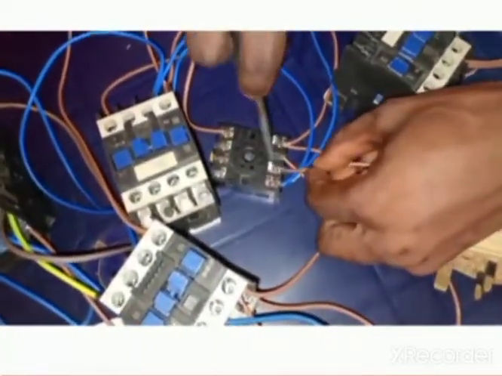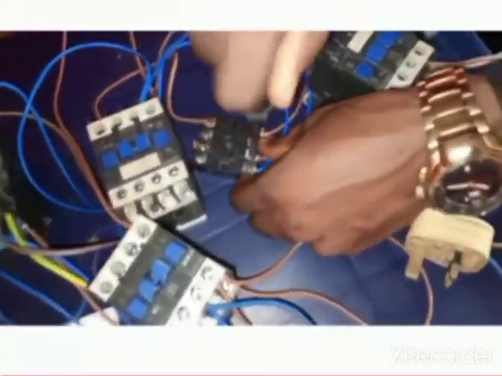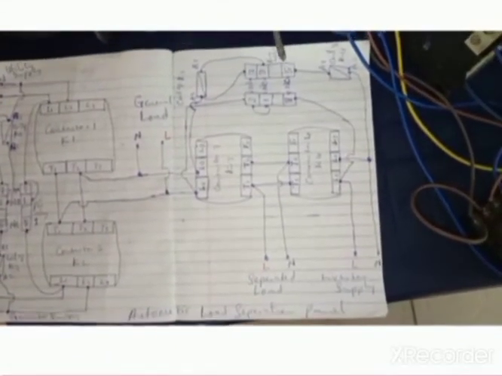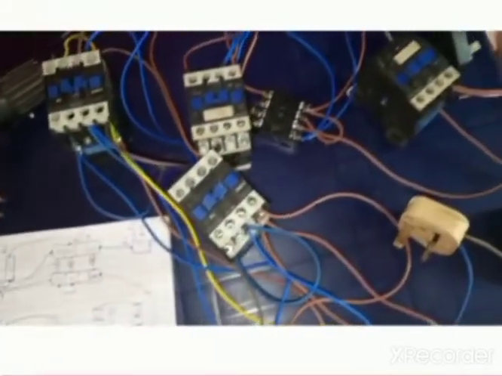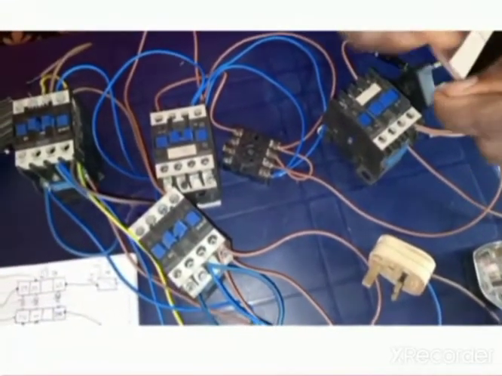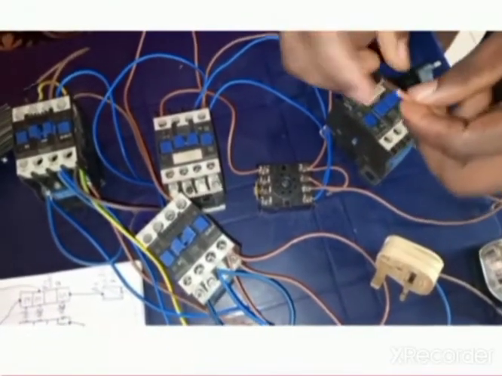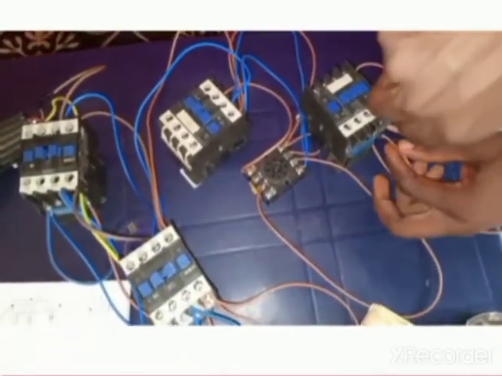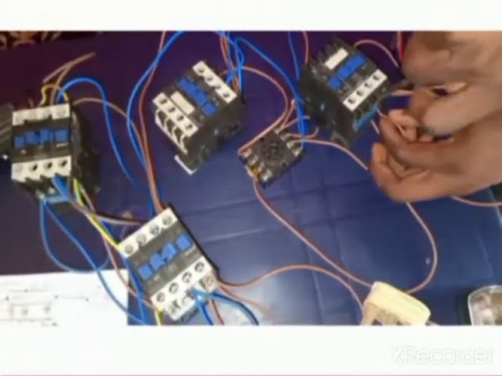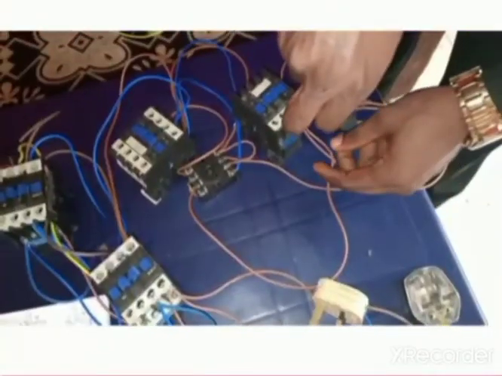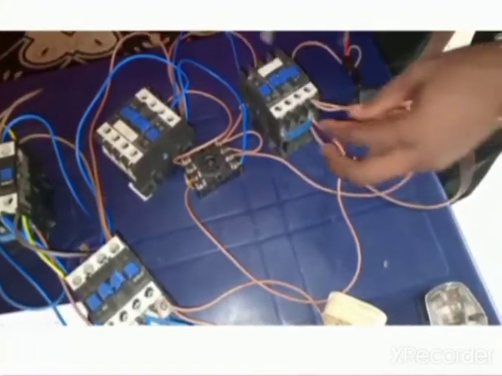So L1 and 8 of the pin relay are connected together. Looking at the diagram again, you see that terminal number 5 of the 8 pin relay connects to A1 of this contactor 4, which is K4. So I'm connecting terminal number 5 of the 8 pin relay to A1 of this contactor. Alright, so we have connected this to A1.